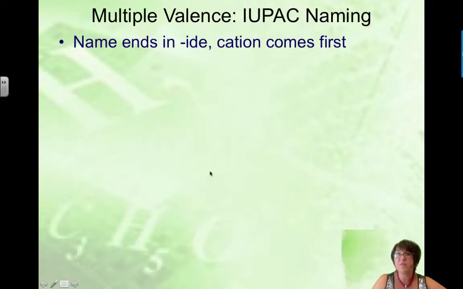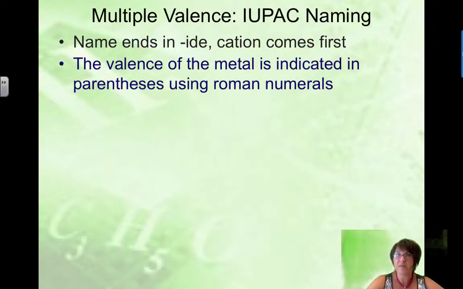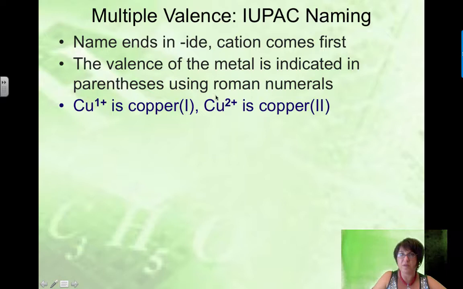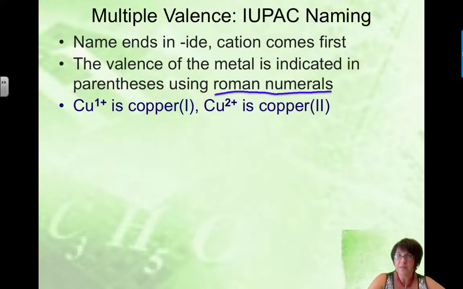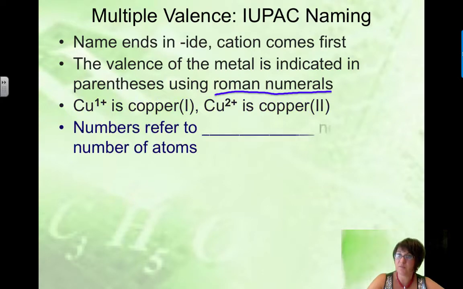Okay, so if we have multiple valence and we want to use IUPAC naming, what I just showed you is called classical naming because it uses the Latin root. But IUPAC naming is the international system that all chemists use. So the process is the same. The name ends in -ide, the cation comes first, but this time we're going to use Roman numerals instead of Latin roots. So copper 1 is indicated with the I in parentheses, and the 2+ form of copper has a Roman numeral II in parentheses.